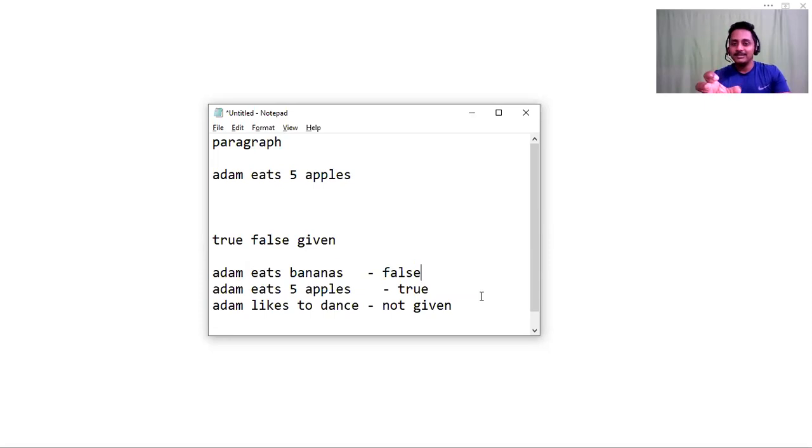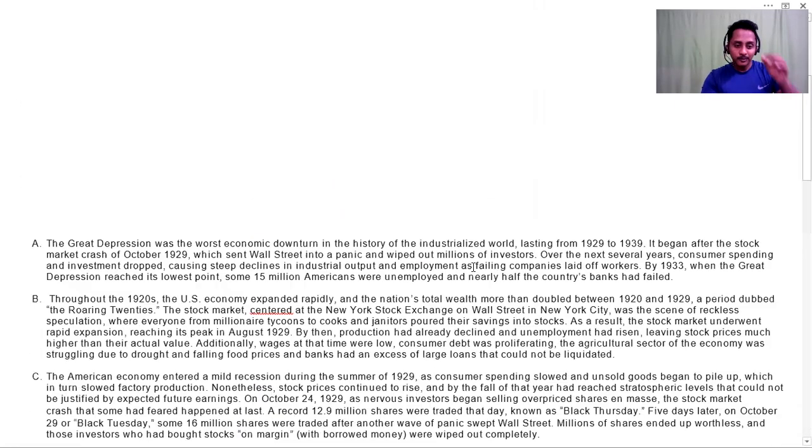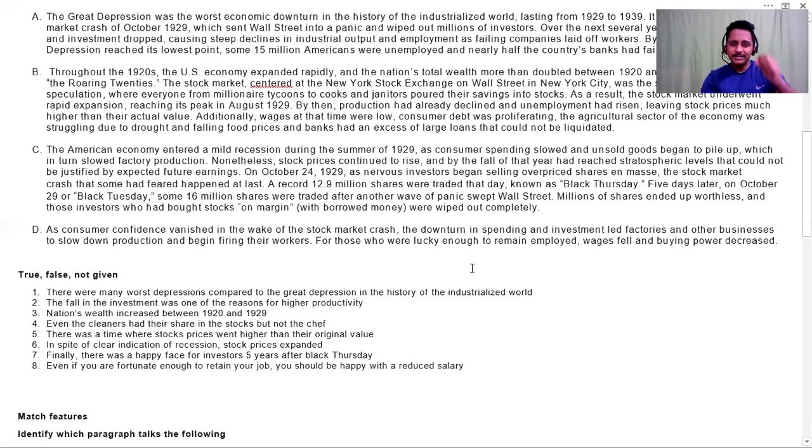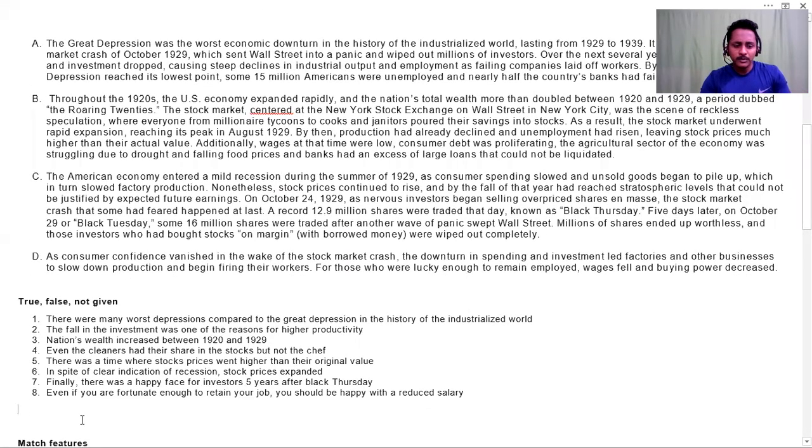If you're getting this, and match headings and all, there are techniques. True, false, not given: if you get all the questions correctly, 10%, you can get 40 out of 40 in reading. 9 is possible. Saying this on a positive note, today's mock is a little easy, not that difficult. So what we do is, I've got true, false, not given. 8 questions are there. I'm going to give you 10 minutes. Try doing it in 8 minutes.